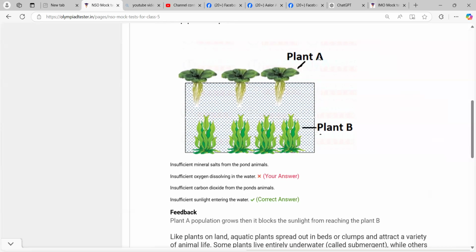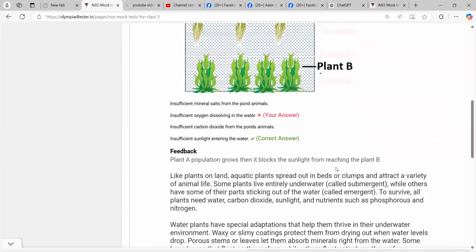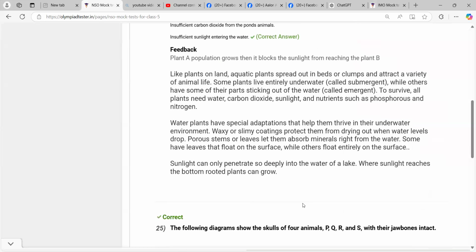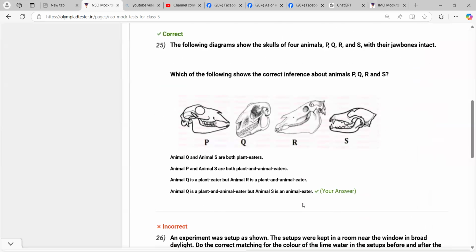So plant A can directly get the sunlight from the sky. There is no water on them, but these plants are beneath the water. So plant B will get less sunlight compared to that of plant A. So the correct answer is insufficient sunlight entering the water. Moreover, this is the feedback. You can obviously go through this also, but this was the simplest explanation.